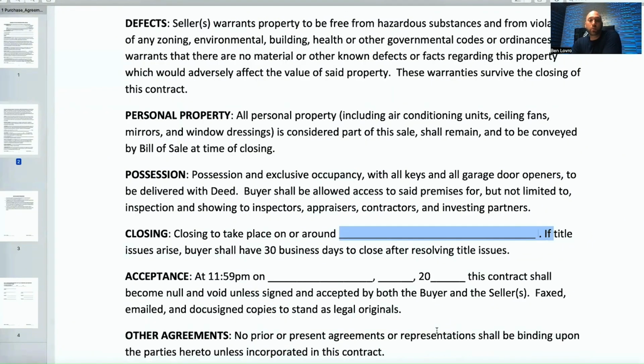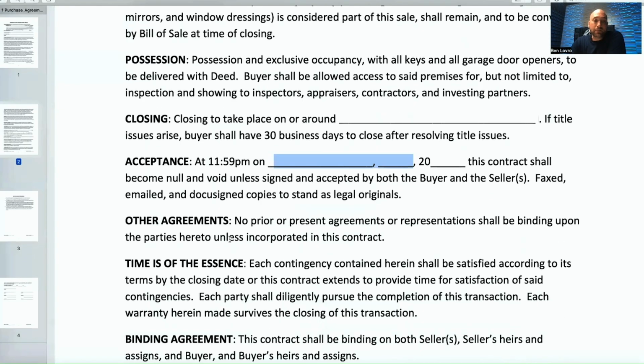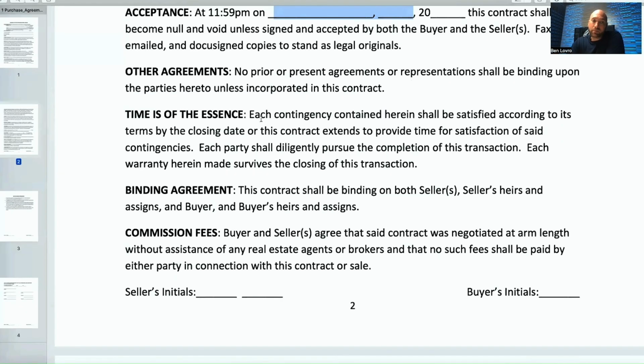Acceptance. This is really just putting a timeline on the seller, saying, hey, we're giving you 24, 48 hours to accept and sign this contract, or else this offer becomes null and void. It really is just a poke to get that seller to move quickly and go through the process. There are no other agreements or representations that are binding other than what's located in the contract, right? Each contingency contained shall be satisfied by the terms before the closing date. This is just saying, hey, every party is on board.